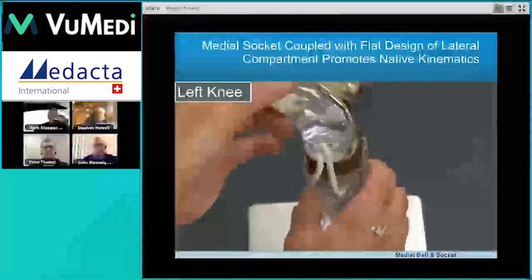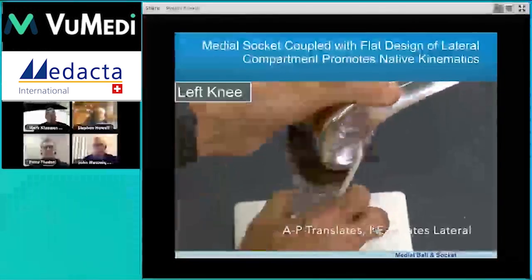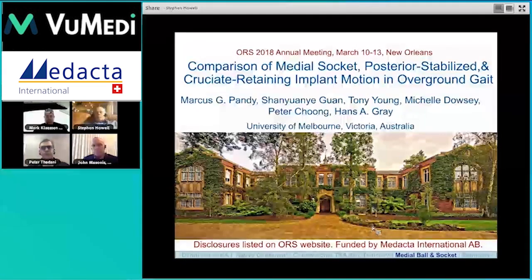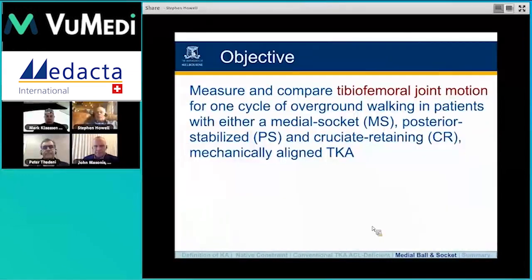So the medial socket, if we look at this again, pivots medially, and the lateral side allows great motion, and hence there's more natural internal and external rotation with flexion extension of the knee, which does not cause the soft tissues to be bound up, reducing the sensation of stiffness as the patient does activities. We know that this medial socket works even in mechanically aligned total knee arthroplasty based on a study by Marcus Pandy in the University of Melbourne.